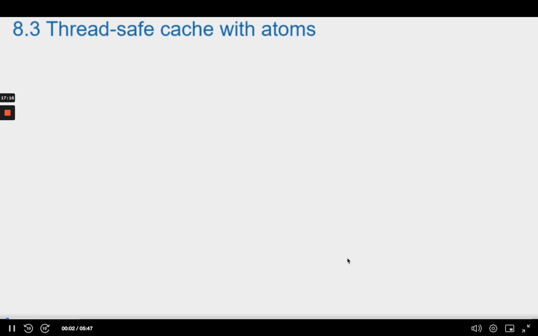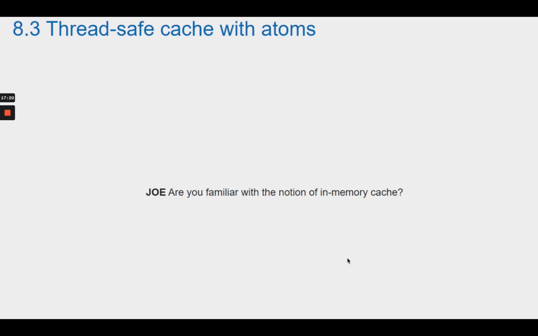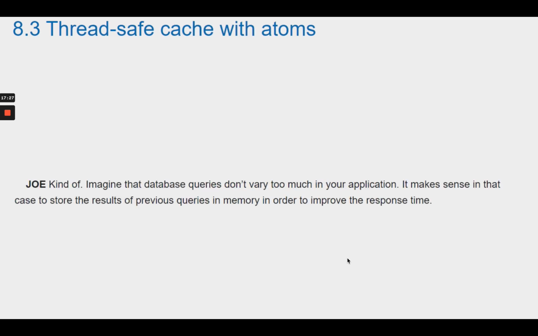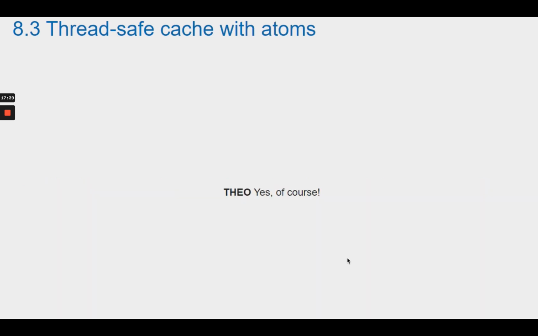Section 8.3, Thread-Safe Cache with Atoms. Joe, are you familiar with the notion of in-memory cache? Theo, you mean memoization? Joe, kind of. Imagine that database queries don't vary too much in your application. It makes sense in that case to store the results of previous queries in memory in order to improve the response time. Theo, yes, of course.